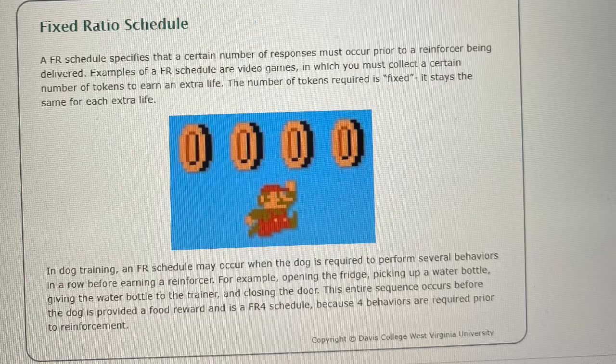In dog training, an FR schedule may occur when the dog is required to perform several behaviors in a row before earning a reinforcer. For example, opening the fridge, picking up a water bottle, giving the water bottle to the trainer, and closing the door. The entire sequence occurs before the dog is provided a food reward and is a FR4 schedule because 4 behaviors are required prior to reinforcement.